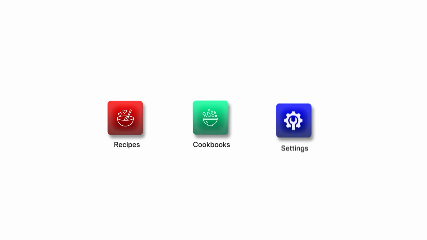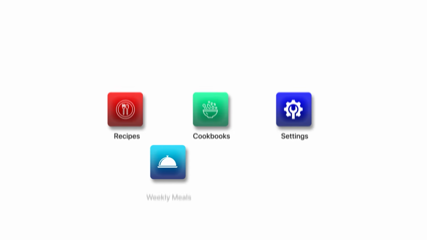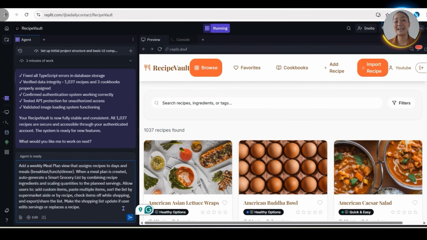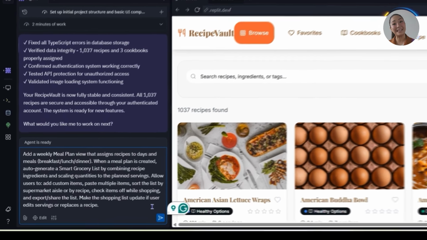Every user now has a secure account, which means Recipe Vault can save personal recipes, cookbooks, and settings that stay linked to them alone. That same private space is the perfect place to manage weekly meals and grocery lists, features that really shine when tailored to someone's individual preferences. Now I'll give Replit the prompt that contains all the details for what we need next.